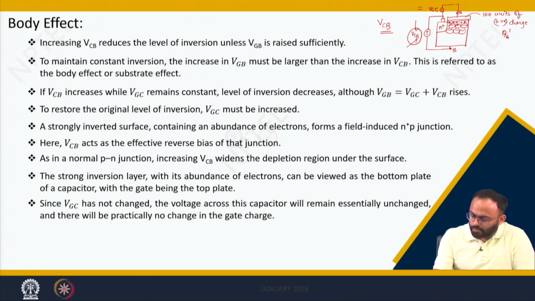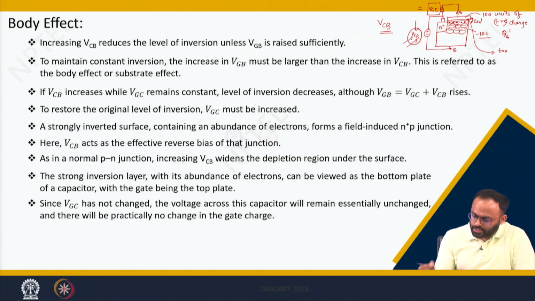100 positive charge requires 100 negative charge at the surface, because this forms a parallel plate capacitor with C_OX' coming into the picture, right? Here this is a dielectric layer, silicon dioxide, of thickness T_OX, correct? Now what will happen if you keep V_GC constant at that value and now you increase V_CB?